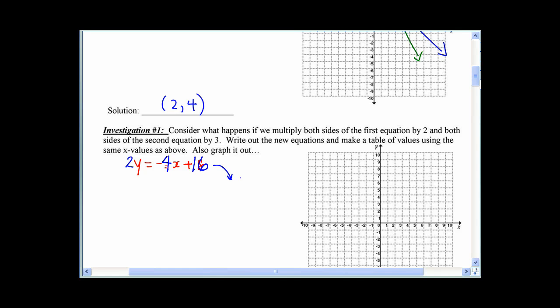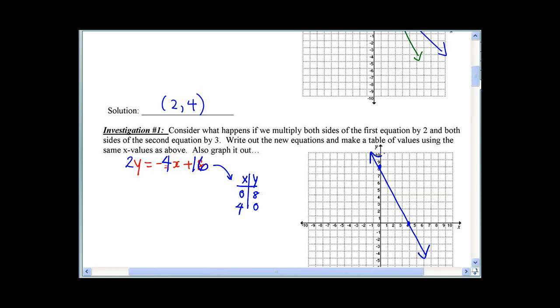If I ask you to graph this out really quickly, I'll make a quick table of values. When x is 0, that means I have 2y equals 16, so y is 8. If I make y 0, that means negative 4x plus 16 equals 0. X must be 4. We'll graph this out, and you'll notice that this is a nice slanted line.